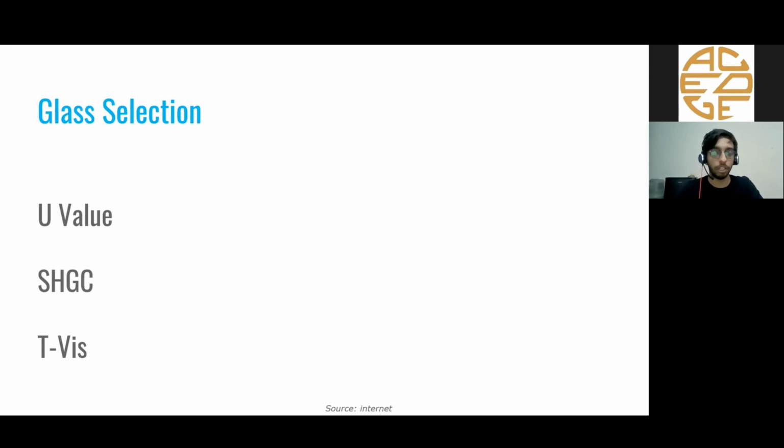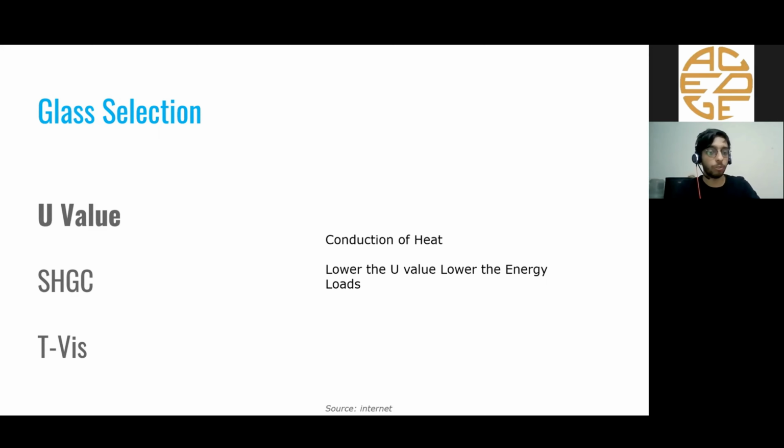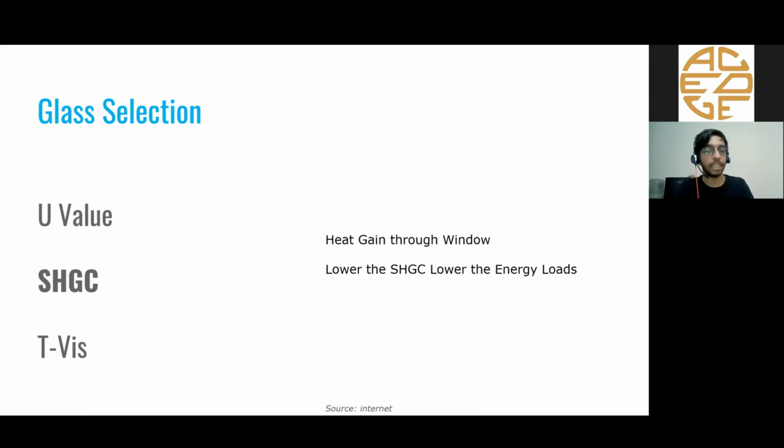So now let's talk about glass selection. We have three major parameters of glass that we take into account. We have the U value, we have SHGC, and we have the transmittance of the glass. U value tells us the conduction of the heat, so we would want a lower U value; the lower the U value, the lower the energy loads. And SHGC talks about the heat gain through the window.